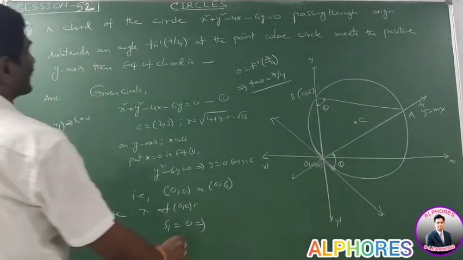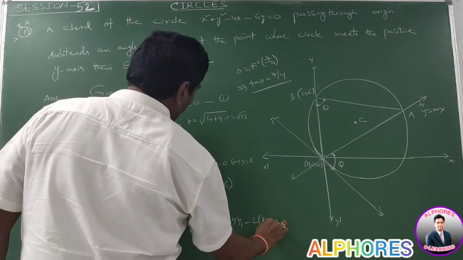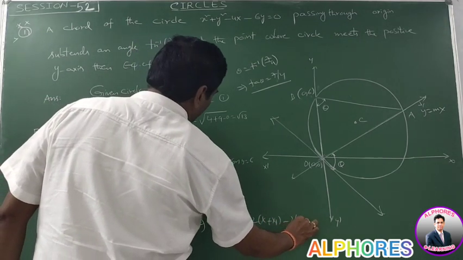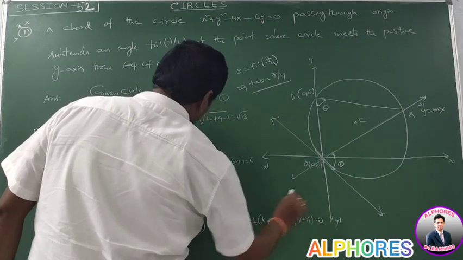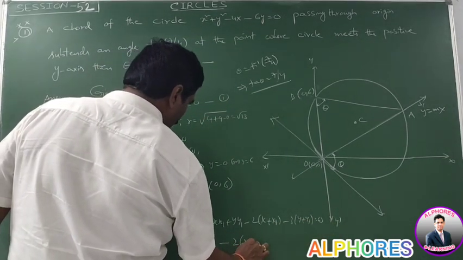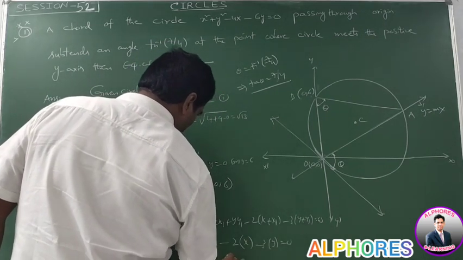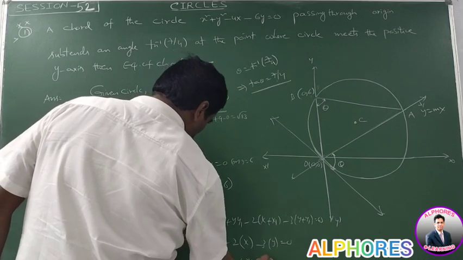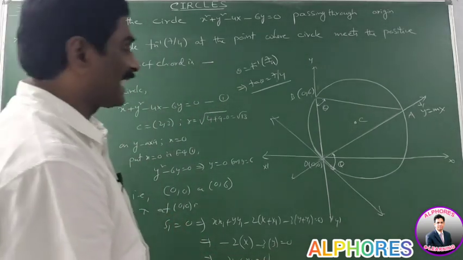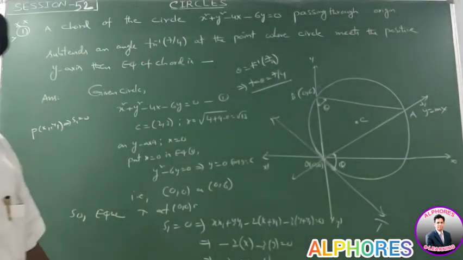S1 means x·x1 + y·y1 - 2(x + x1) - 3(y + y1) = 0. But (x1, y1) is (0, 0). That means -2(x + 0) - 3(y + 0) = 0, that is 2x + 3y = 0. It is the equation of the tangent OT. Say this point is T. It is the equation of the tangent OT.